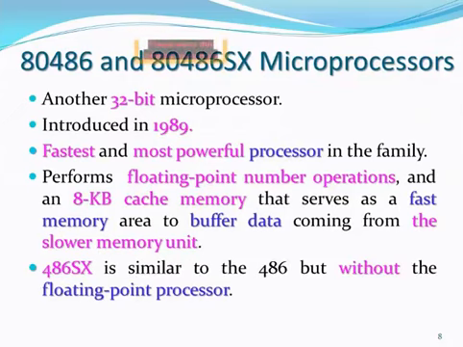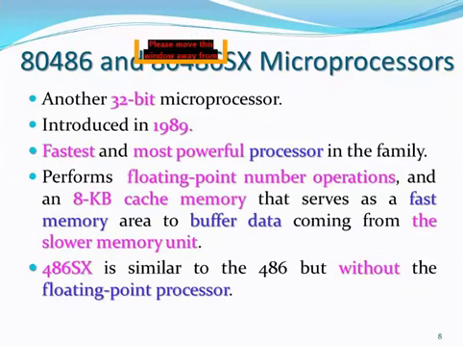Which one is the most powerful in the family, 80386 or 486? The 80486. Now why it is the most powerful, that is our concern, right? That's what we need to know: why it is taking a jump over all the family members. Look at this. First of all, it performs floating point number operations. This is a new addition to the family, with this model 486.